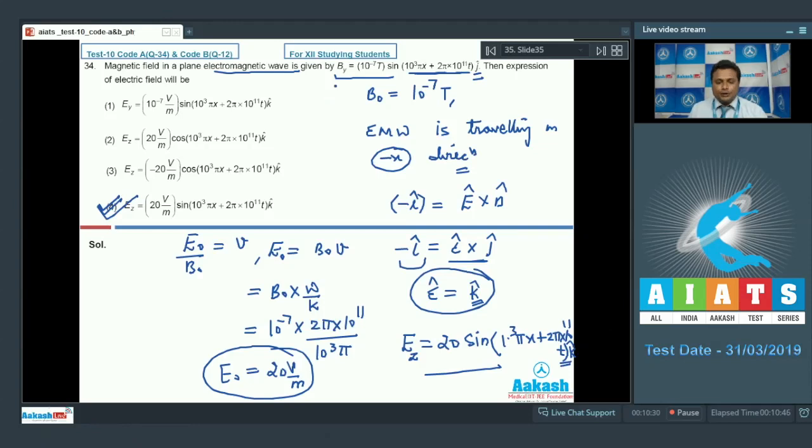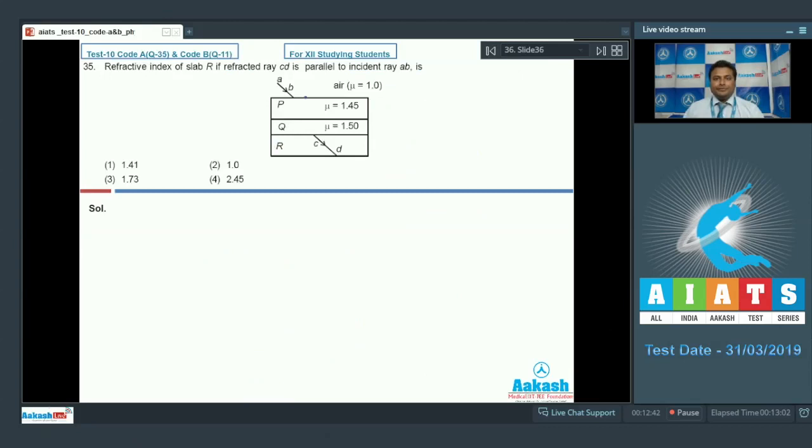Now let us proceed to the next question, that is question number 35. So here is question number 35. Refractive index of slab R, if refracted ray CD is parallel to incident ray AB, is. Now we have to calculate the refractive index of slab R. Given that AB is parallel to CD, we can write according to the question, if this angle is i, then surely this angle must also be i.